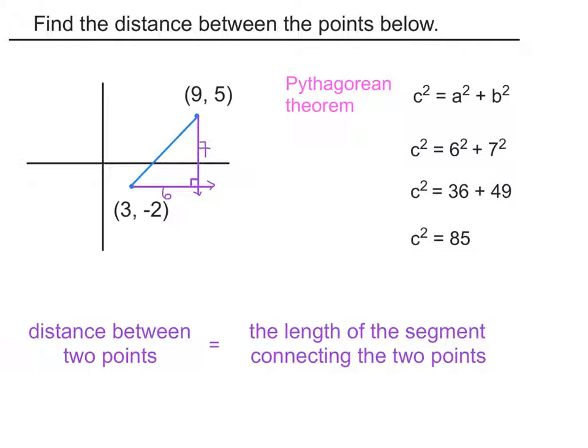Plugging in the 6 and the 7, doesn't matter which one's a and which one's b as long as they're both the legs. Okay, 6 squared gets me 36. 7 squared gets me 49. I add those guys together and I get 85. Does that mean that this is the length of 85? No way. That's the length squared. C squared is 85. So we have to square root both sides. Okay, square rooting both sides, I get c as the square root of 85.